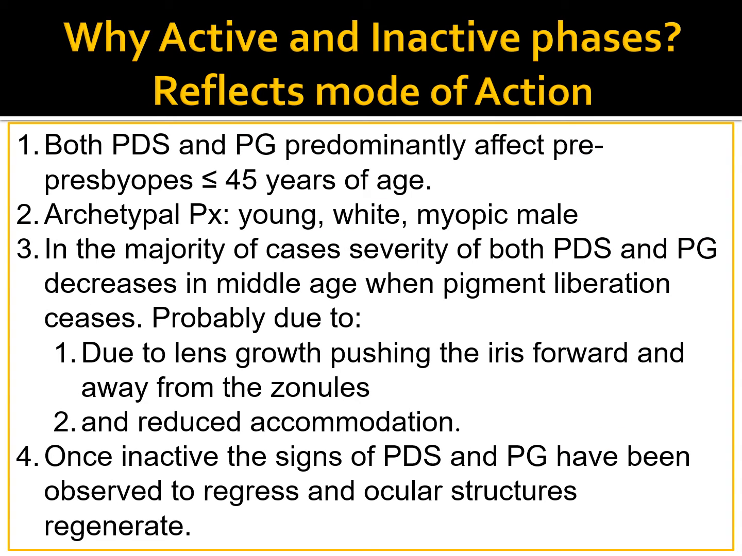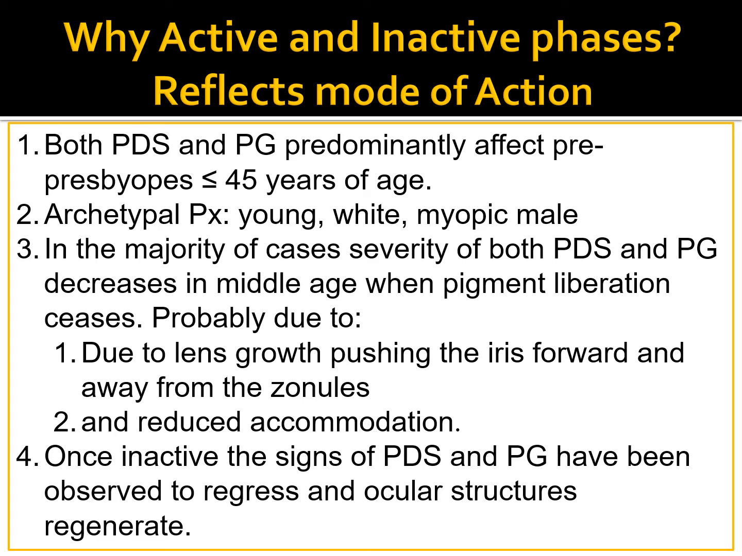So why active and inactive phases? Well, it reflects the whole pathophysiology of the disease process. Both of them predominantly affect younger people, pre-45 really. And the archetypal patient is a young, white, myopic male. In the majority of cases, the severity of both of them decreases in middle age, or above middle age, I don't know, when pigment liberation ceases.